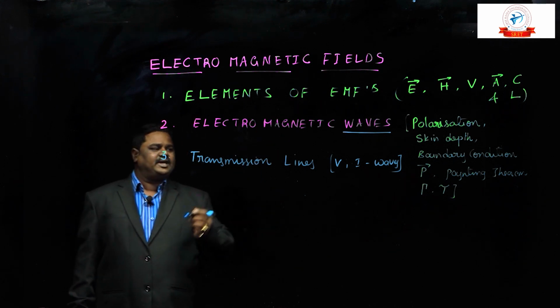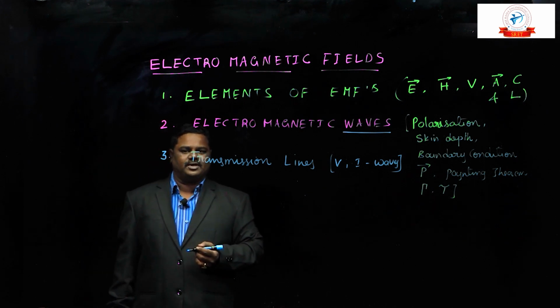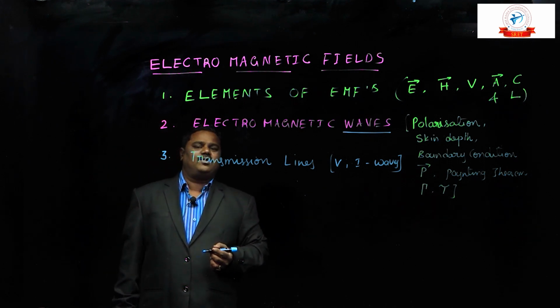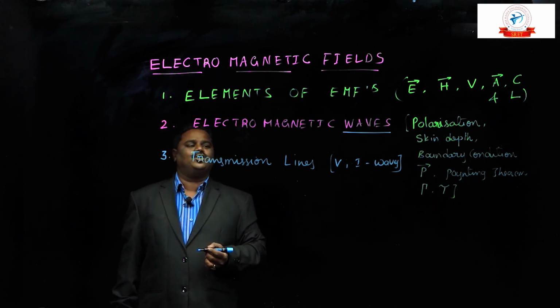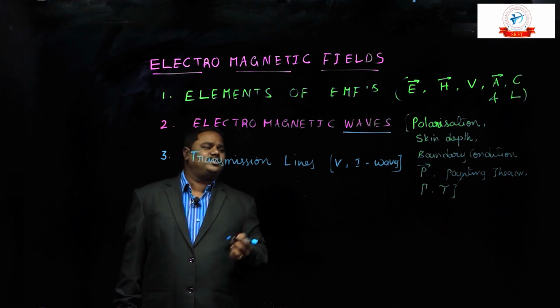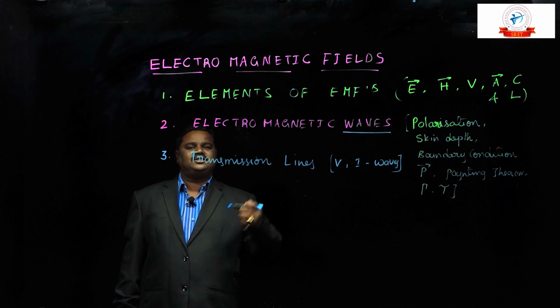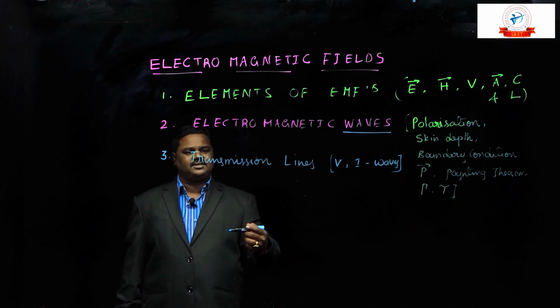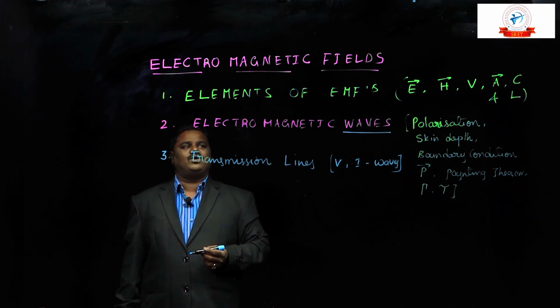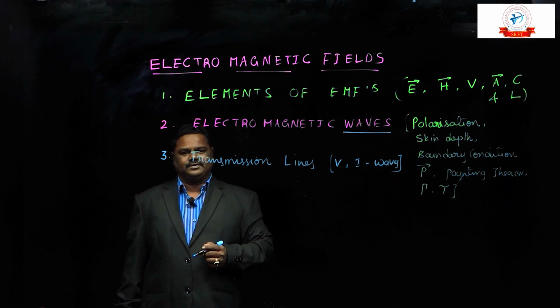In transmission lines, we are going to study two kinds of transmission line called a coaxial cable and a two-wire transmission line, and how this voltage and current flows in this medium called a transmission line. And again we are going to repeat all the wave properties in transmission lines that we studied in electromagnetic waves.